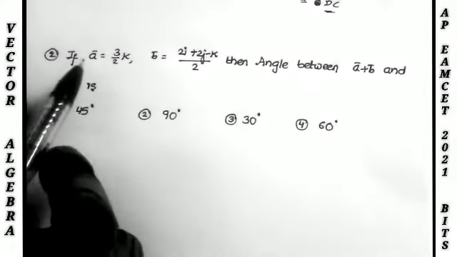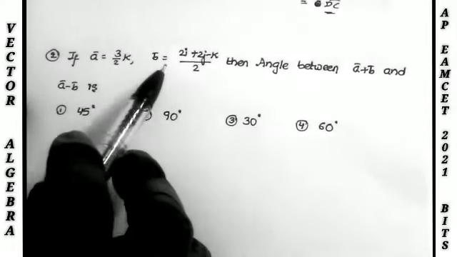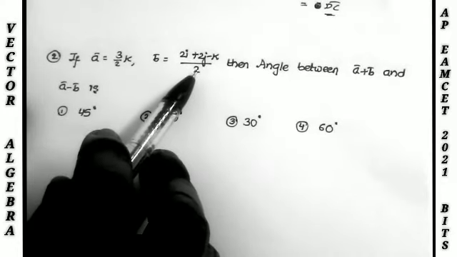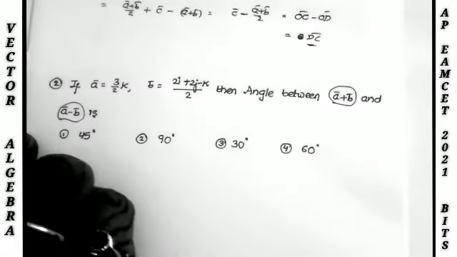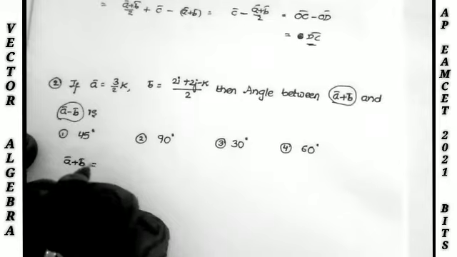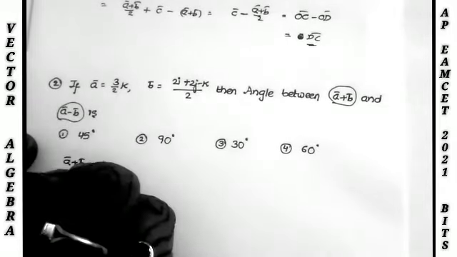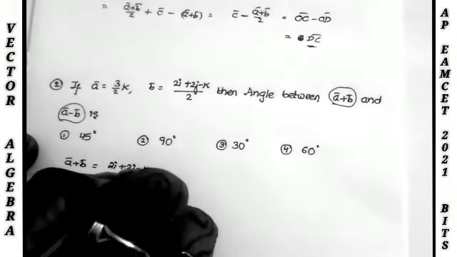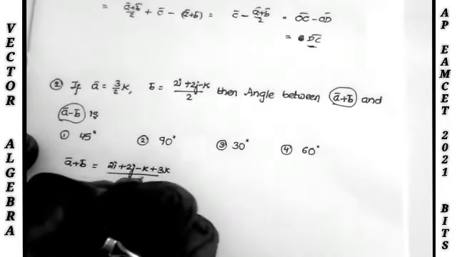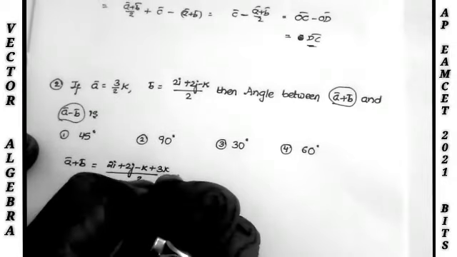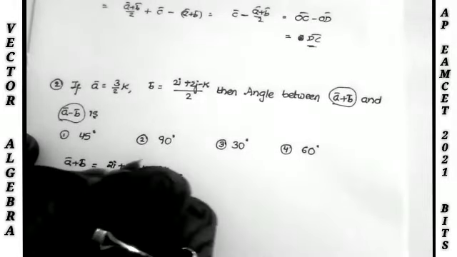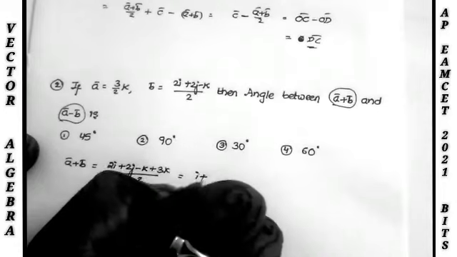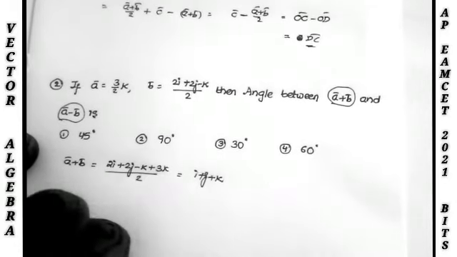So the next problem: if A bar is equal to 3 by 2 into K and B bar is equal to 2I plus 2J minus K by 2, then what is the angle between the vectors A bar plus B bar and A bar minus B bar? First I am finding the vectors A bar plus B bar and A bar minus B bar. A bar plus B bar: adding these two, that is 2I plus 2J minus K plus 3K by 2, and doing the LCM, this becomes 2I plus 2J plus 2K by 2, which is nothing but I plus J plus K. So this is the value of A bar plus B bar.